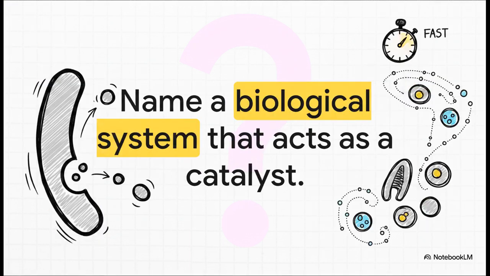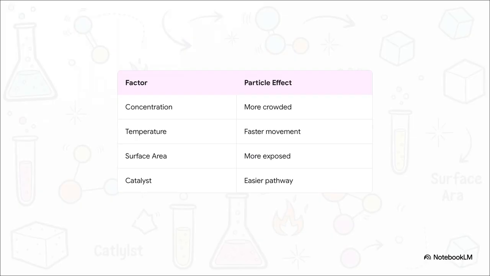All right, Quick Check 2. The syllabus specifically ties chemistry over to biology under the catalyst section. Can you name one biological system that acts as a catalyst? Think about it. If you said enzymes, you are absolutely correct. Enzymes are amazing biological catalysts that speed up crucial reactions in our bodies, all without getting used up themselves. Let's move to the next slide and see how this all builds into our final picture.